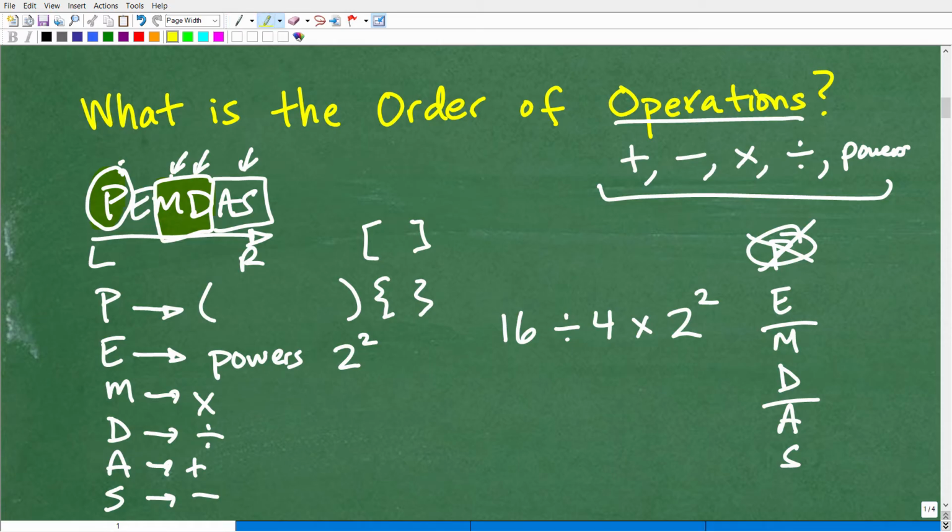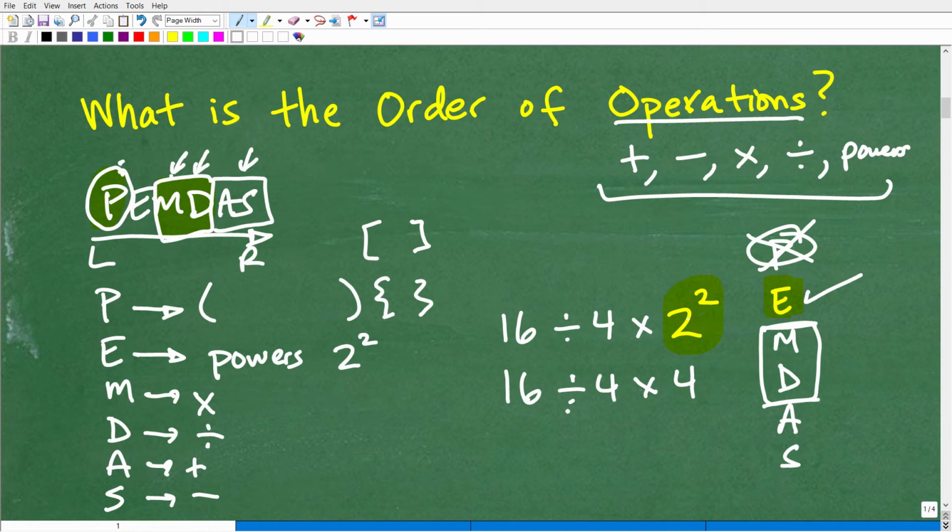Is there, this is E, exponents, are there powers? Yes, there is, so we need to take care of that first, okay? So 2 squared is 2 times 2, which is 4, so we have 16 divided by 4 times 2 squared again, which is 4. Okay, so that's our first step. So there isn't any more power. So now I'm going to move on to multiplication and division.